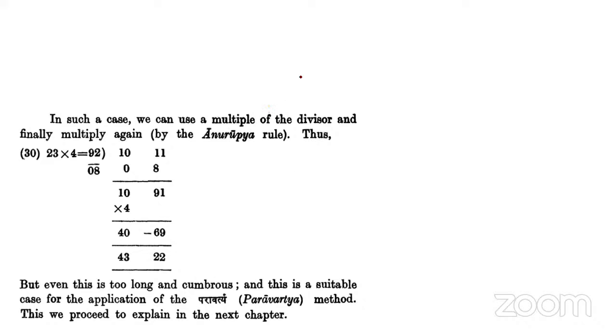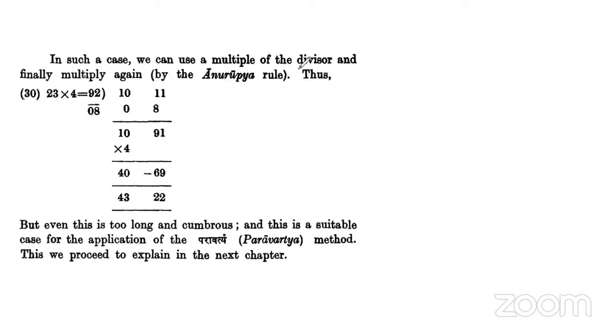See, the same problem Swamiji took here. Swamiji, what is he doing here? Anurupena Sutra is used. Anurupena means he is changing the divisor. How is the divisor being changed? 1011 divided by 23 is there. Okay, 23. So this 23 is now multiplied by 4, then it becomes 92. So when we have 92, it is very near to 100. So we can easily divide it.